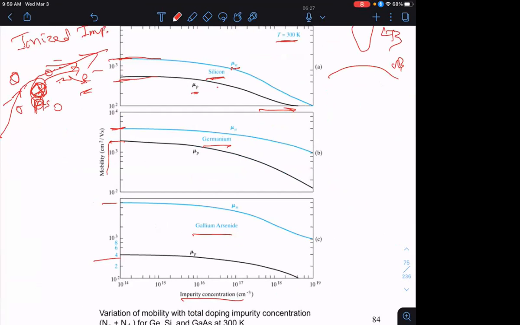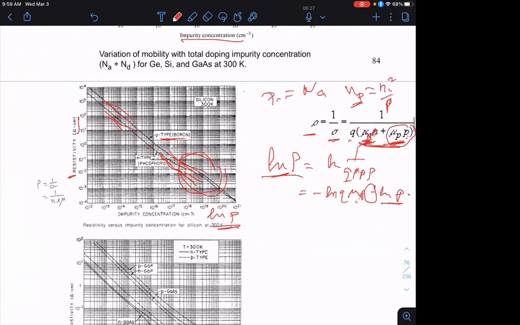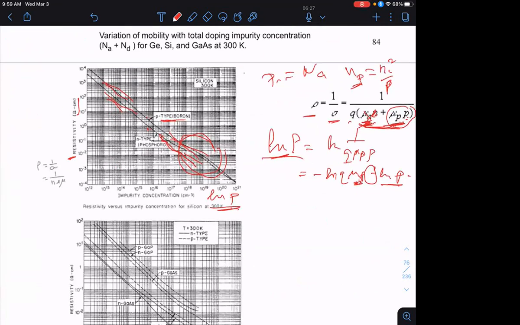There's more of the collisions that's going to affect the behavior differently. Right. More collisions, mobility drops, right? So if mobility drops, that causes the resistivity to be slightly higher. It doesn't drop as minus log p or minus log n. Okay. So these curves are very useful.